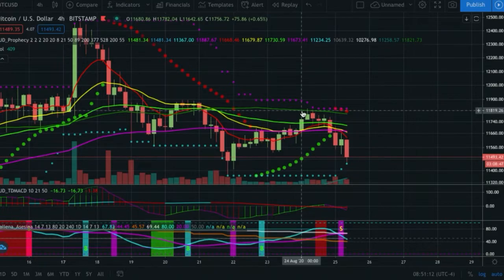And I'm not going to lie, I didn't buy the absolute top, or sell the absolute top. I sold 11,805. So I missed it by $14 on an $11,819 move. I missed the top by $14. And over here, I think I missed it by about $20.